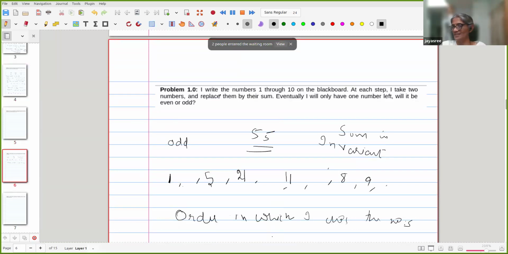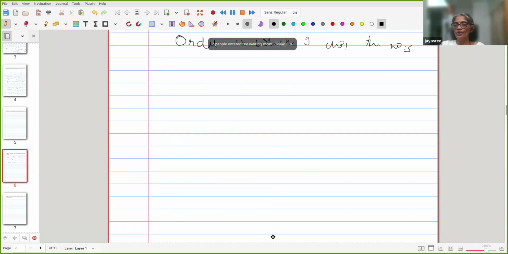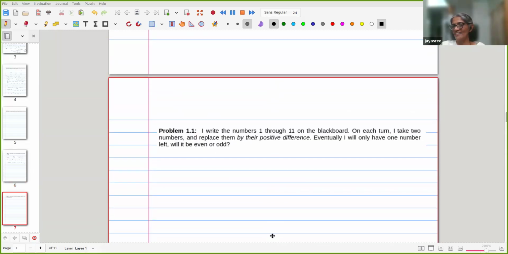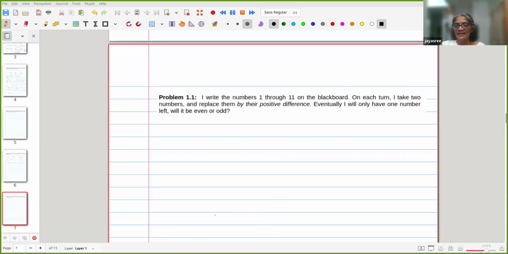Here I wrote 10 numbers and I deleted 2 and I wrote the sum. Now I'm going to write 11 numbers on the board, and I'm going to delete 2 and write the difference. I'll write the positive difference. I will not write the negative numbers.